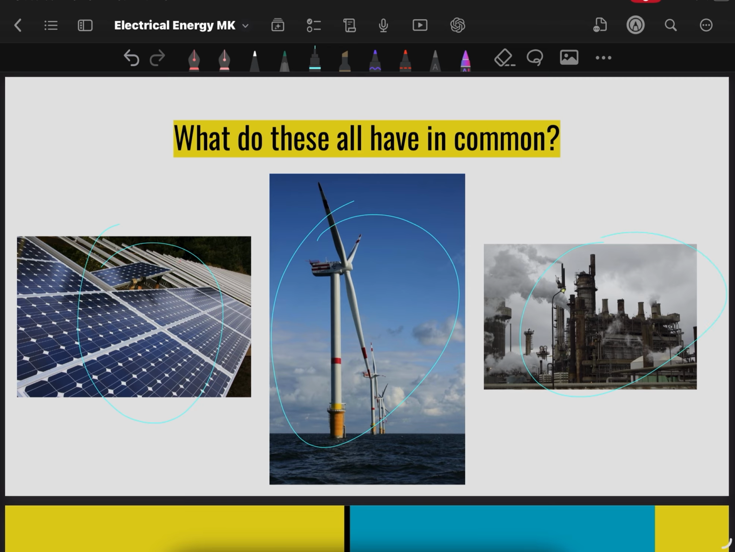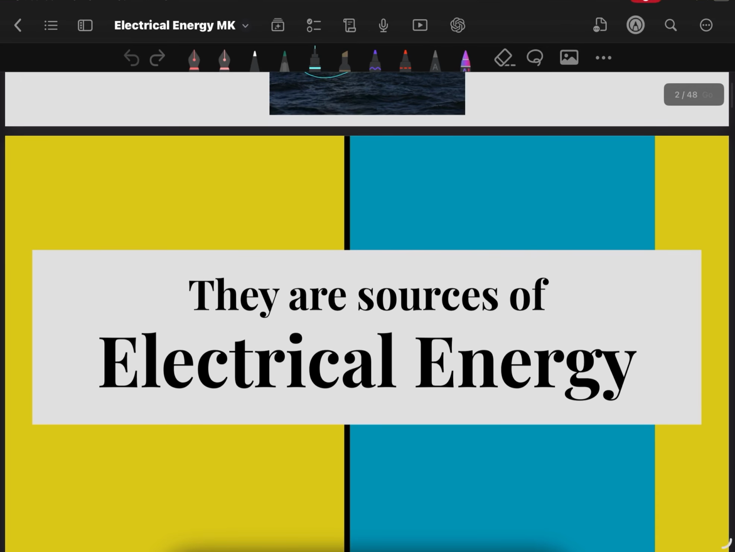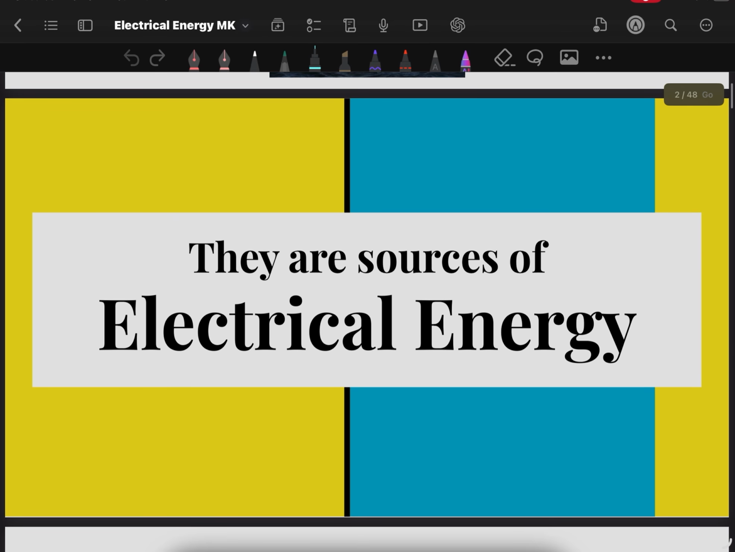Now, I want you guys to think about this first. Okay, so if you guys said that they're all sources of electrical energy, you would be correct. Now, I'm going to define a couple of key terms before we go on to more complicated stuff.